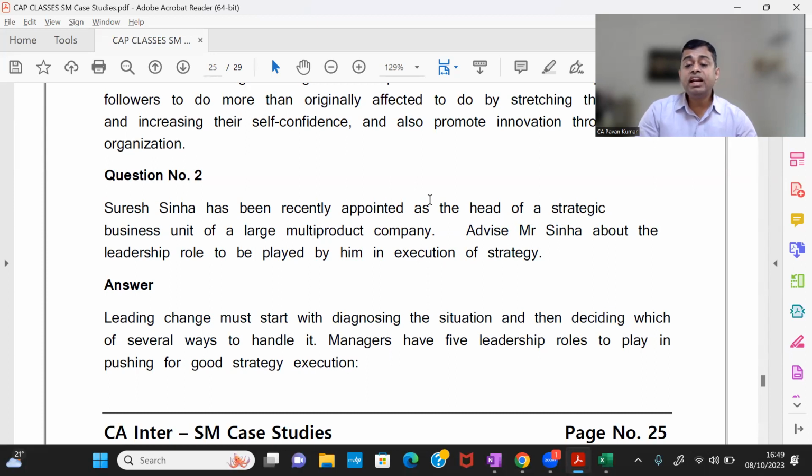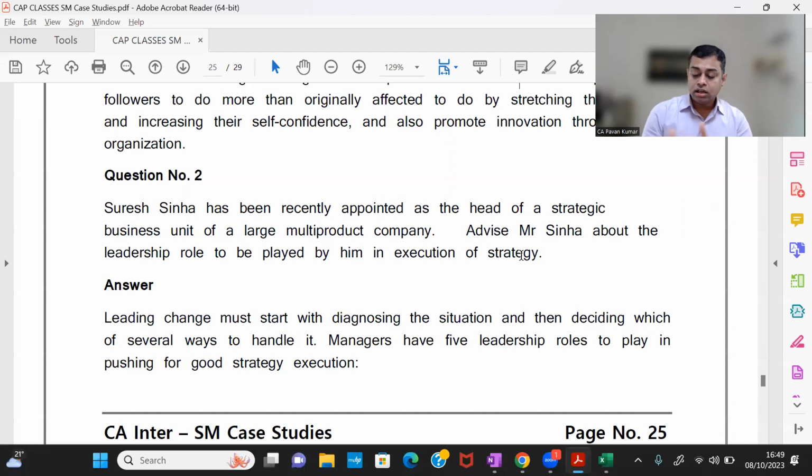Suresh Sinha has been recently appointed as the head of a strategic business unit, SBU, of a large multi-product company. He's the head of the SBU. Advise Mr. Sinha about the leadership role to be played by him in execution of strategy. This is a pure theoretical question. Though they have put it as a case study, this is actually not a case study.